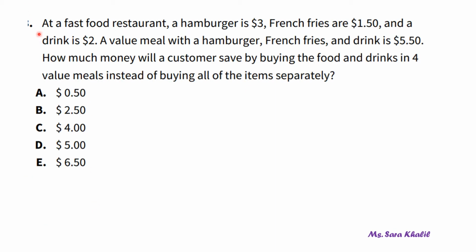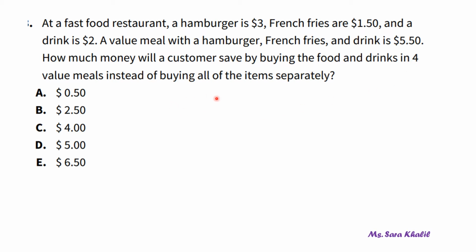The question here says, at a fast food restaurant, a hamburger is $3, French fries $1.5, a drink is $2, but a value meal with a hamburger, French fries, and a drink is $5.50. So supposedly this is going to save your money or will cost less than buying each one individually. How much money will a customer save by buying the food and drinks in 4 meals instead of buying all of the items separately?